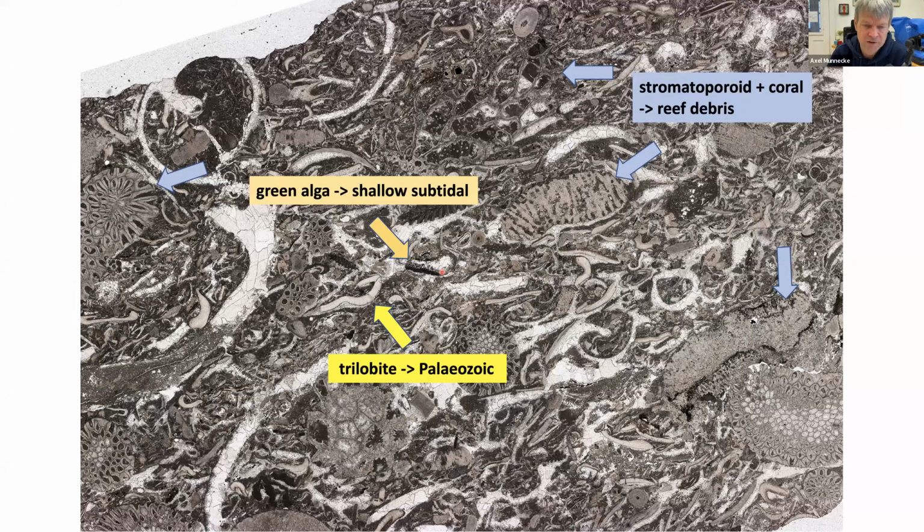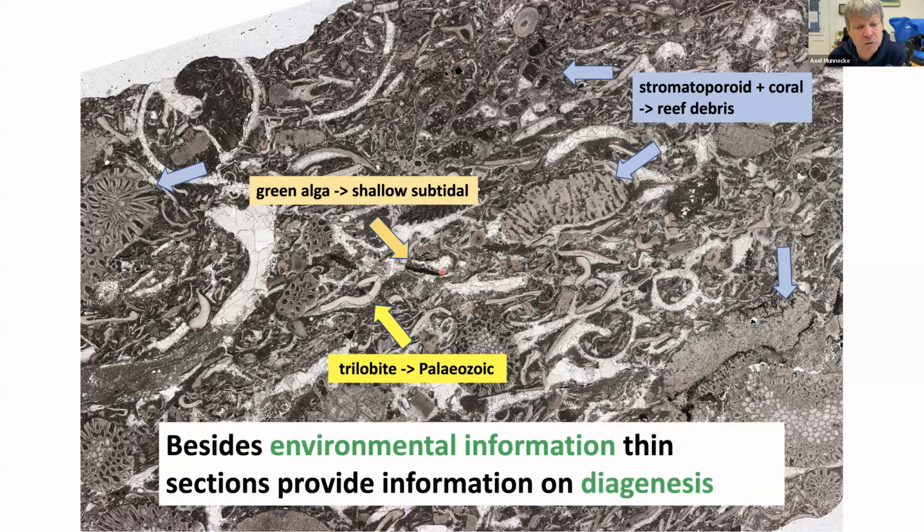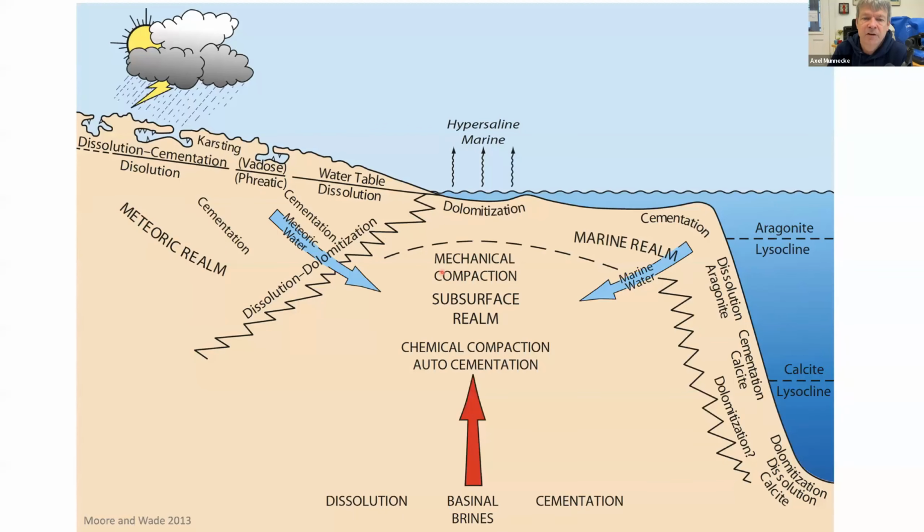So thin sections are full of information about the depositional environment, but that's not all. We have also a lot of information on diagenesis, so the processes that turn the sediment into a rock and alter the rock. And there are figures like this, so we can decide or try to figure out in which of these diagenetic zones the sediment has turned into a rock and in which it has been altered. So we have sedimentological and a lot of diagenetic information in the thin section.